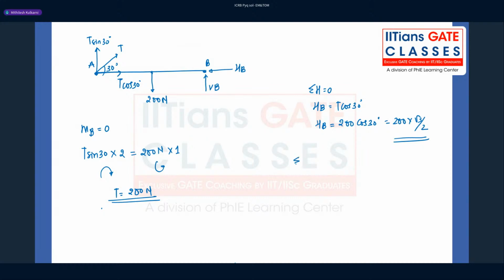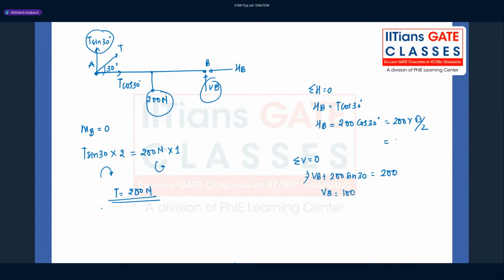equation of equilibrium is summation of all vertical forces is equal to 0. And what it will give us is, we have one vertical force here, we have another vertical force here, and we have one more vertical force here. So VB, which is going upward, plus T sin 30. So it is 200 sin of 30 going upward. That is equal to 200, which is coming downward. 200 sin 30 is 1 by 2. So this will become 100, and VB will be equal to 100.